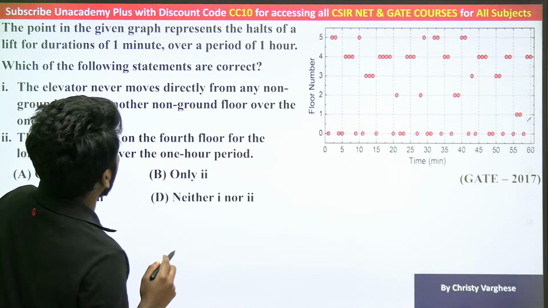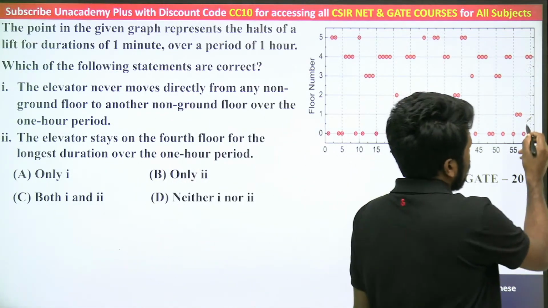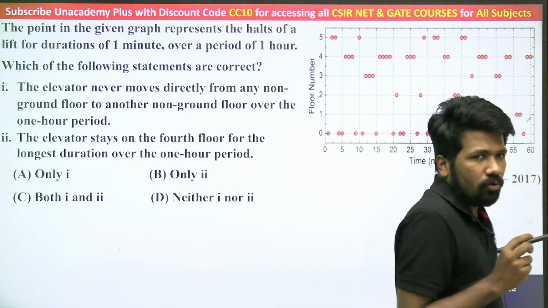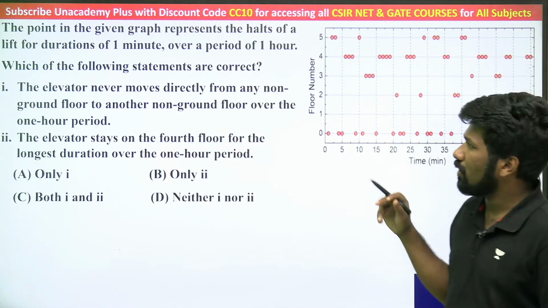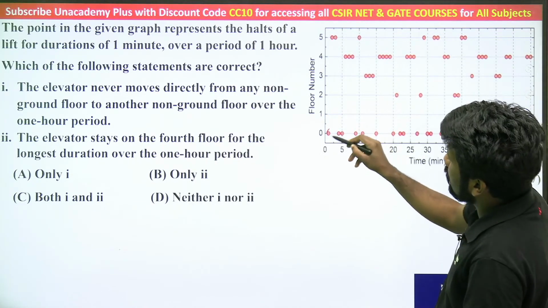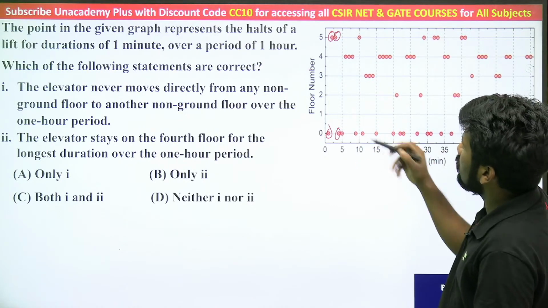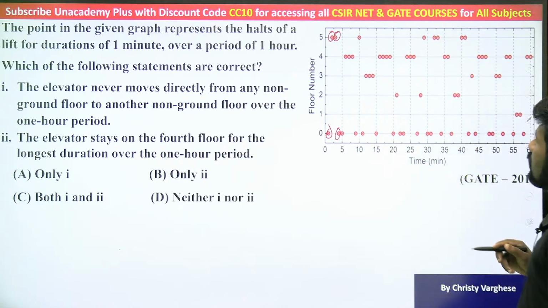The elevator never moves directly from a non-ground floor to another non-ground floor. That means non-zero floor to non-zero floor movement is not happening here at all. That is what the question says. Yeah, this is ground to non-ground, non-ground to ground. That all are okay, but there is an exception.